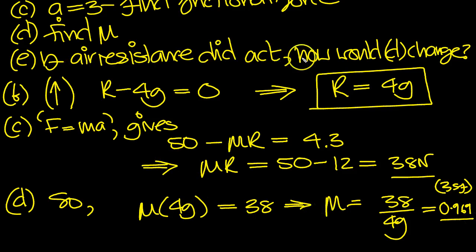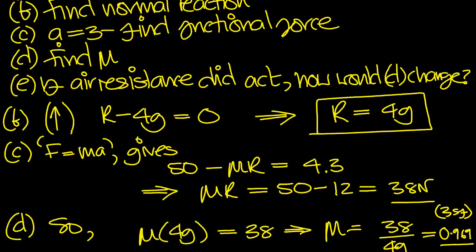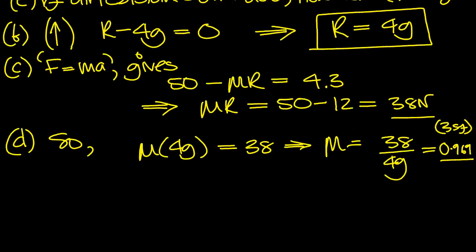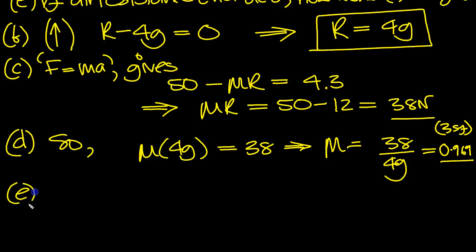If air resistance did act, how would D change? Well, if there was air resistance here in the picture, whereas it's going to still have acceleration 3, nothing else has changed. If there was air resistance here as well, then of course this force would be a component of the total resistant forces. So mu would be a smaller value. Mu would be smaller.